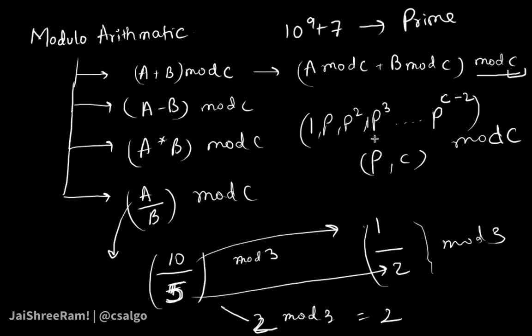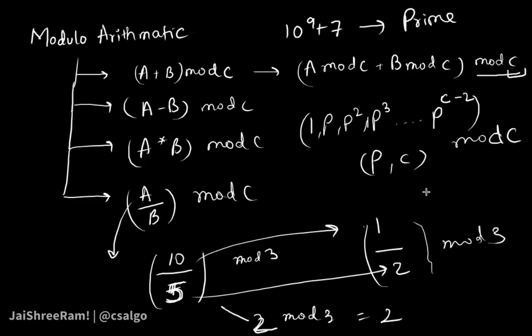1, p, p square, p cube, up to p to the power c minus 2, all of these will be different numbers when p and c are co-prime and you are doing some modulo c. So if you take c as a prime number in this modular division, then everything will remain co-prime for sure. All these will be different numbers in the modulo domain, so you won't get 0 directly in some cases, right? That's why this c is generally taken as a prime.